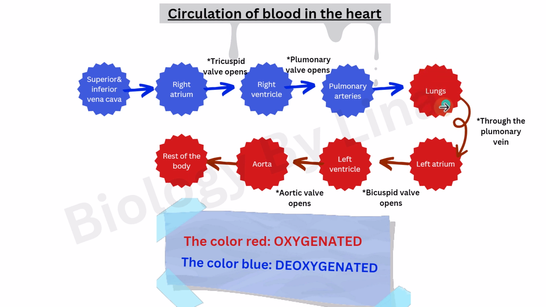Now this blood is full of oxygen, and it returns from the lung to the left atrium through the pulmonary veins, and we see that we have 4 pulmonary veins that return to the left atrium. In the left atrium this oxygenated blood is pumped to the left ventricle by opening the bicuspid valve, and from the left ventricle it travels through the aorta when the aortic valve is open, and from the aorta it goes to the rest of the body.